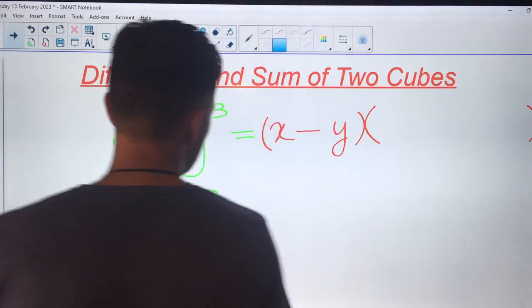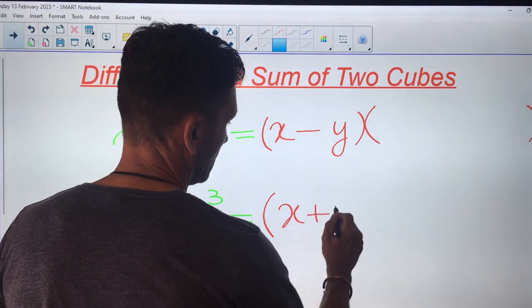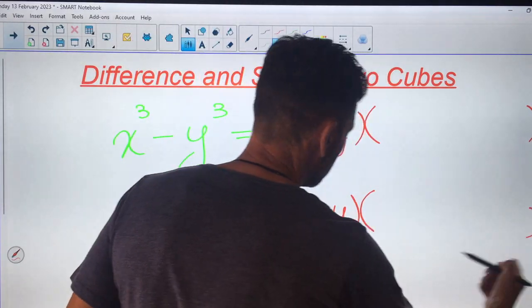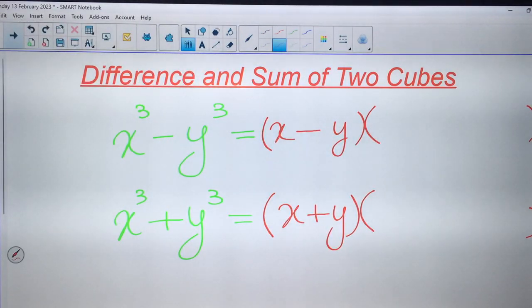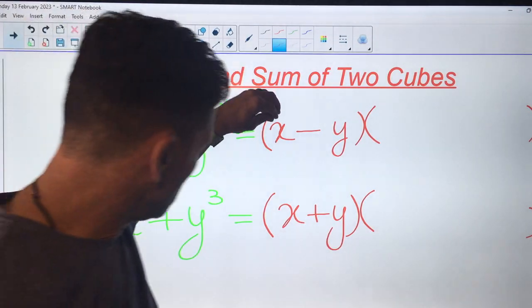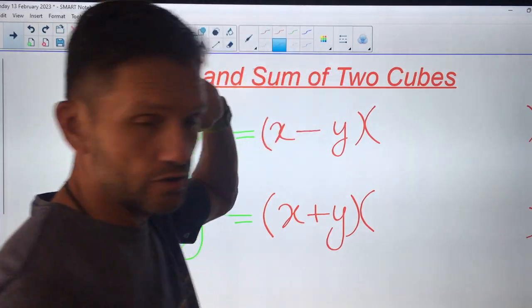If we have the sum of two cubes, it's the same. The first bracket is positive. So if it's a difference of two cubes, we start with the cube root of that number minus the cube root of the other number.